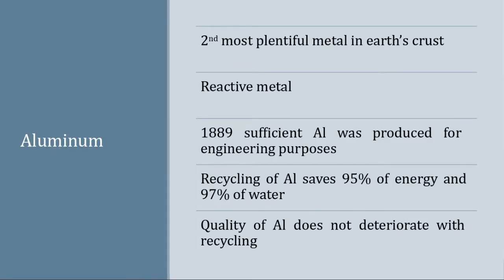So what is aluminum? Well, behind iron, it's the second most plentiful metal on Earth's crust. It is a reactive metal. In 1889, sufficient aluminum was then able to be produced for engineering purposes. And of course, recycling aluminum saves a ton of energy and a ton of water, and it does not deteriorate when you recycle it.